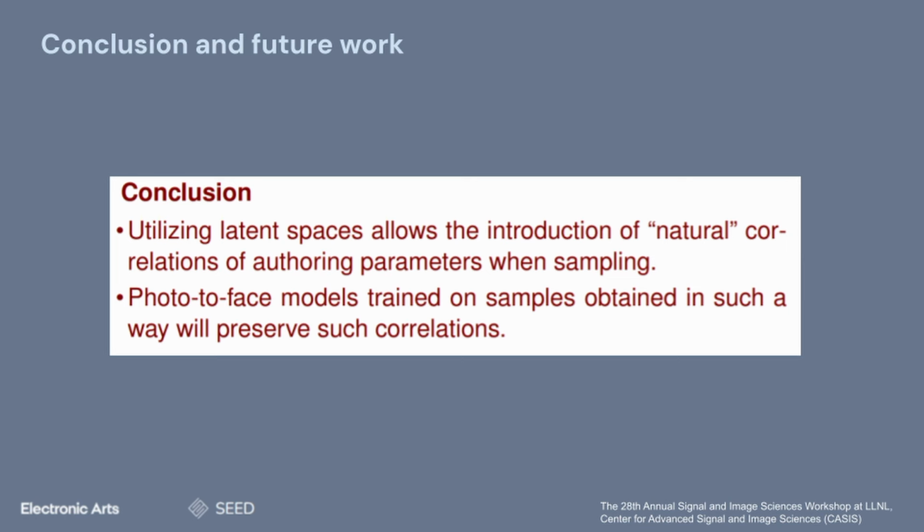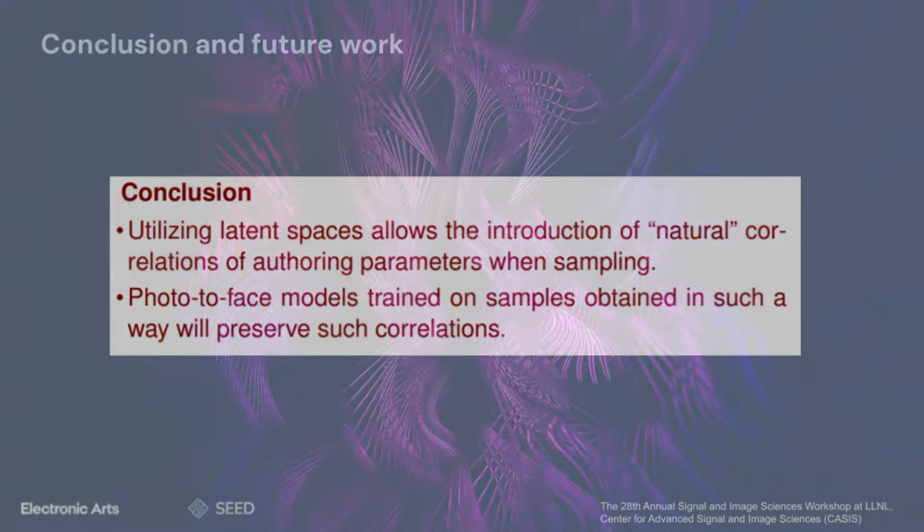Now let's conclude the talk. We utilize latent space to introduce natural correlations to authoring parameters when sampling. Photo-to-face models trained on samples obtained in such a way will preserve such correlations, and we can optimize their number.